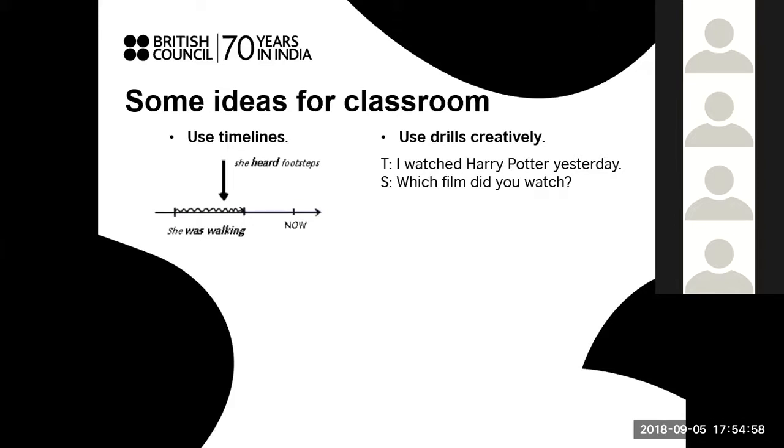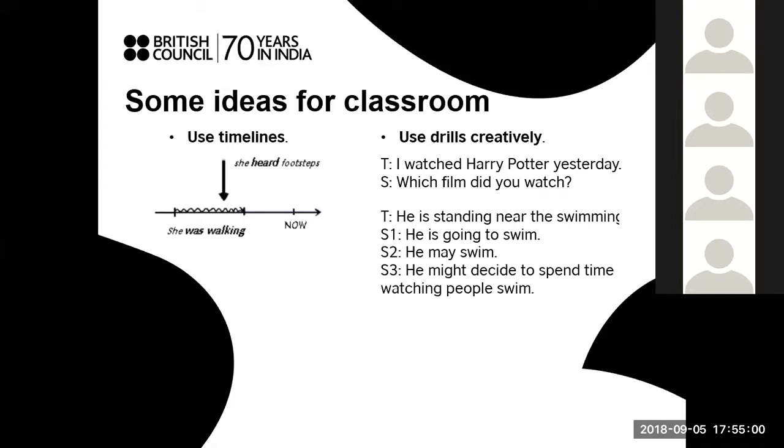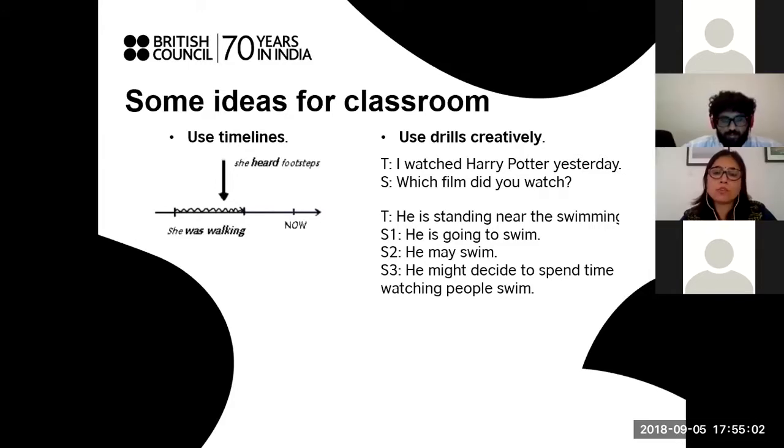If you want to make it a little more challenging for, let's say, learners who are at a little better level, you could say a sentence, he's standing near the swimming pool, and the learners respond in their own way. So somebody says he's going to swim, he may swim, he might decide to spend time watching people swim.